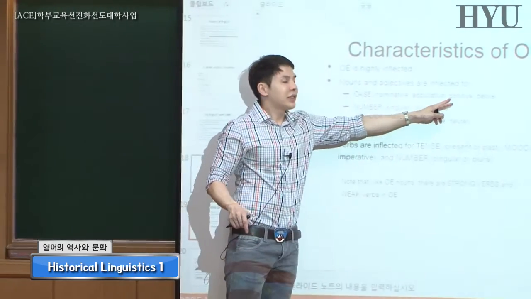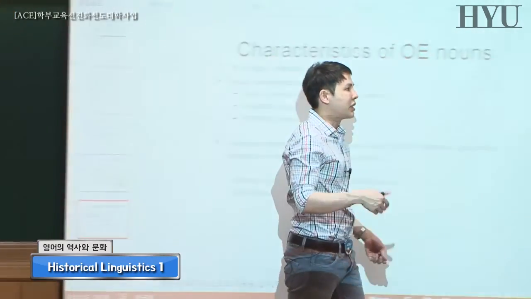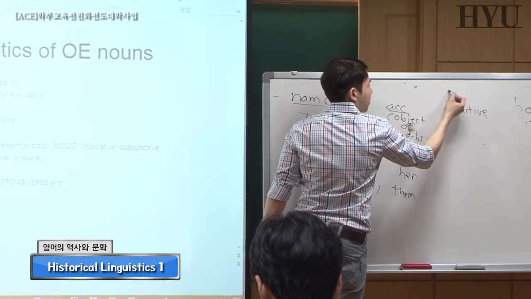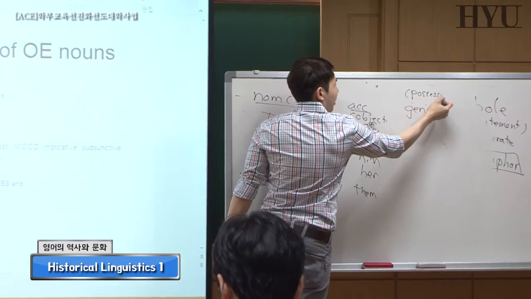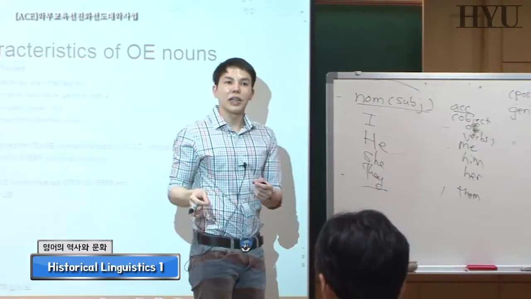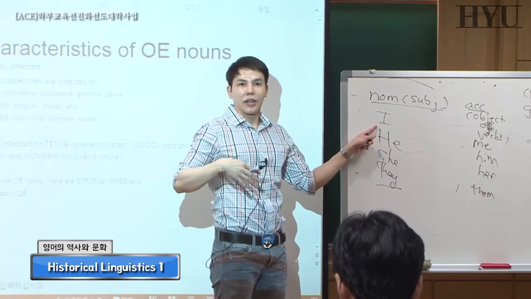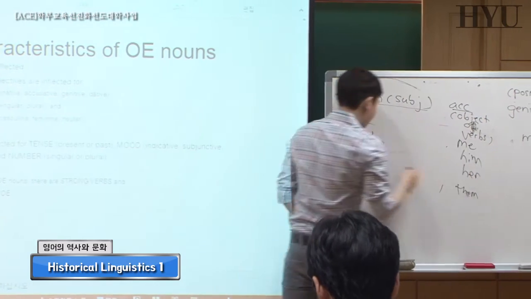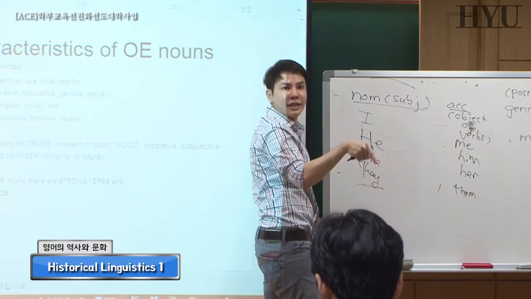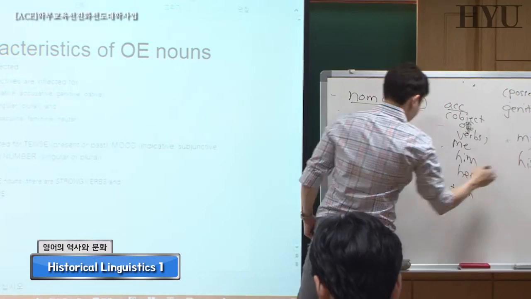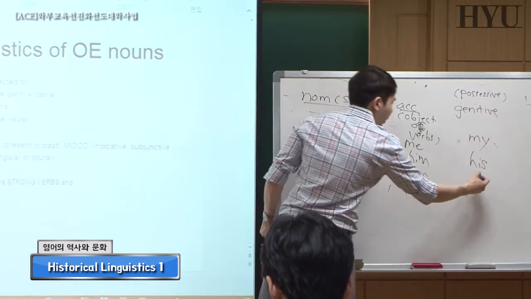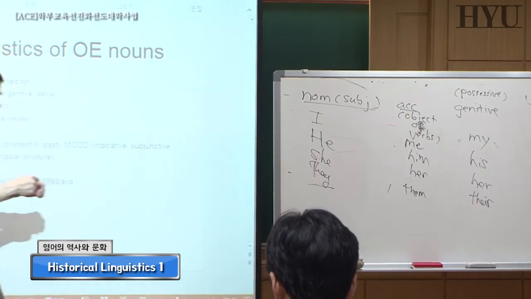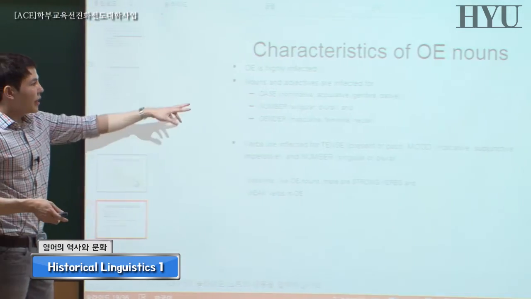Nominative, accusative. Genitive, we also have in modern English. Genitive is possessive. So, possessive in modern English is, for I, not I car, but my car, for example, right? For he, not he car, but his car. For she, her car; they, their car, like that, right?